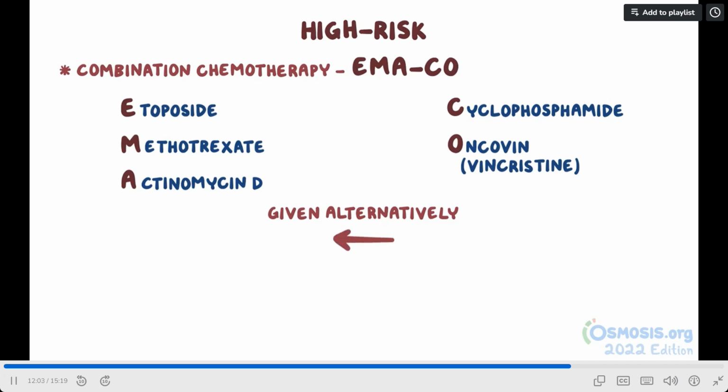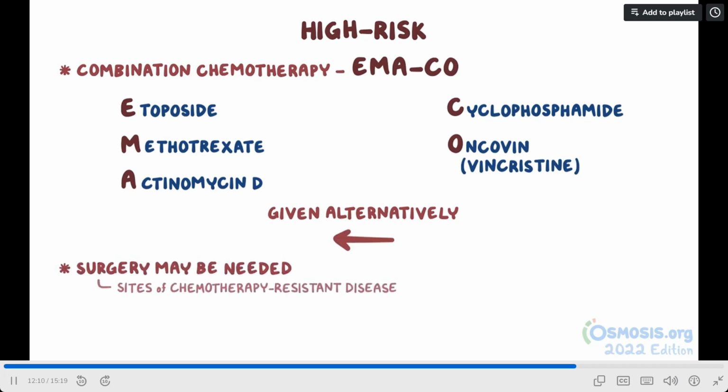Additionally, for high-risk gestational trophoblastic neoplasia, surgery may be needed to resect sites of chemotherapy-resistant disease, or to control complications like bleeding or infection.